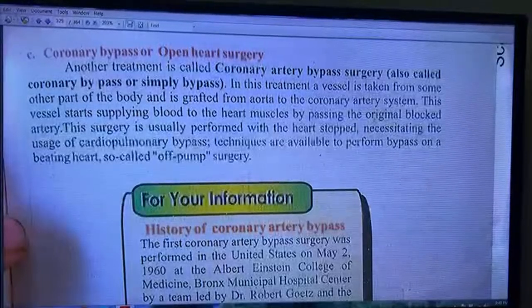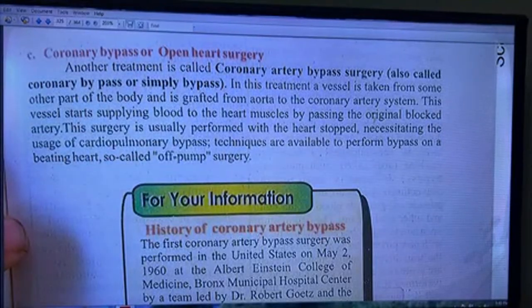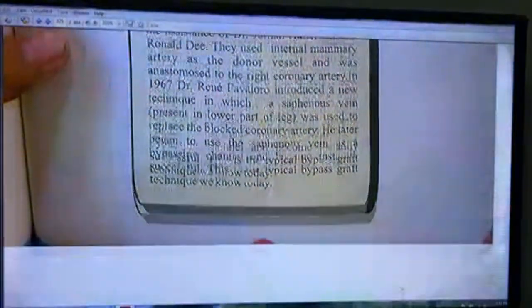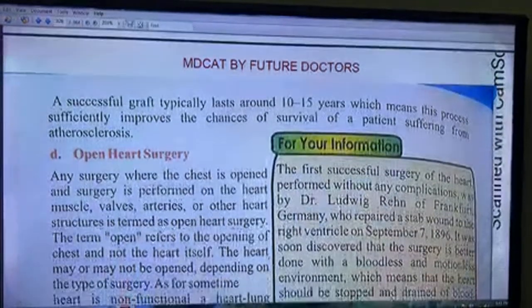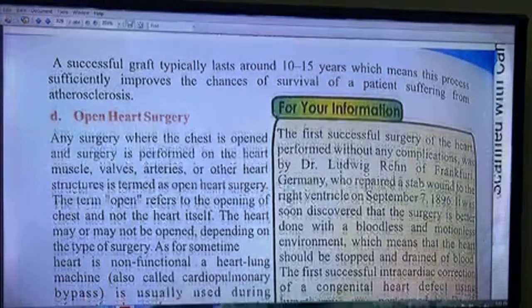This surgery is usually performed with the heart stopped, necessitating the usage of cardiopulmonary bypass. Techniques are available to perform bypass on a beating heart, so-called off-pump surgery. A successful graft typically lasts around 10 to 15 years, which means this process sufficiently improves the chances of survival of a patient suffering from atherosclerosis.